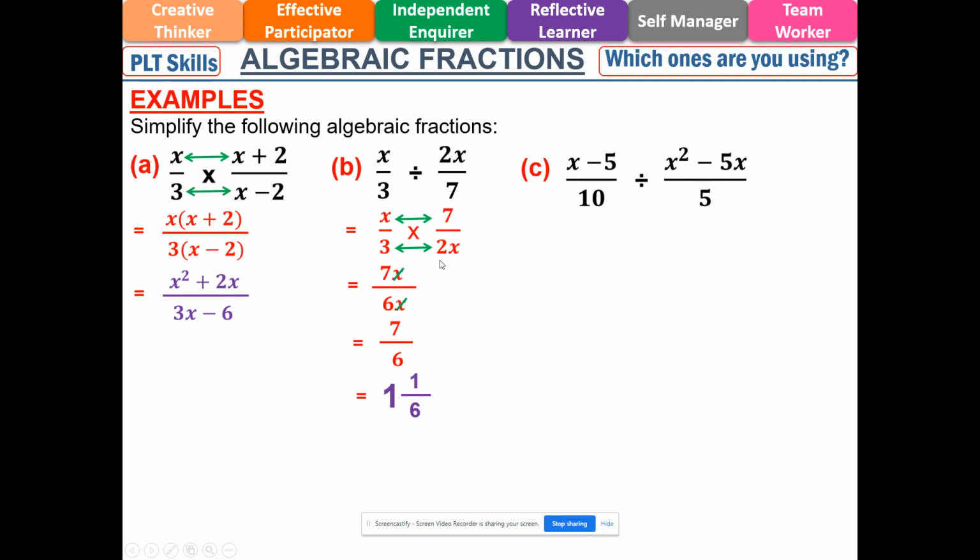Now, use this concept in this question involving dividing algebraic fraction. Press pause and try this question on a piece of paper or in your exercise book. Once completed, press play to check your answer. Press pause now.